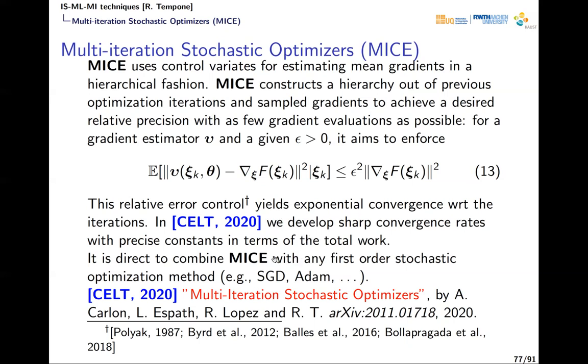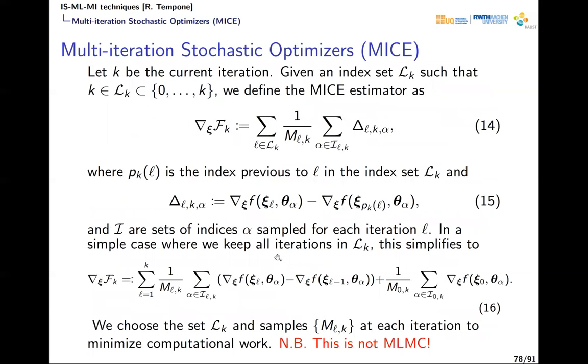And the good news is also that this estimator can be combined with most of the first order stochastic optimization methods available, for example, stochastic gradient descent, or the very popular ADAM that is used in machine learning. So what is a multi-iteration stochastic optimizer? First, we discuss the estimator itself. If you just look at the simplest possible way that you can have it, where we keep essentially all the information of the previous history through the iterations, it looks deceivingly close to multi-level.